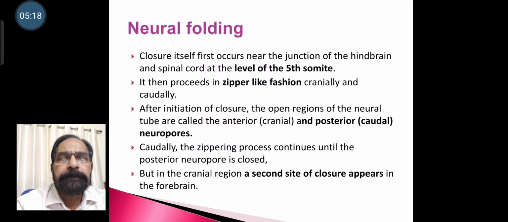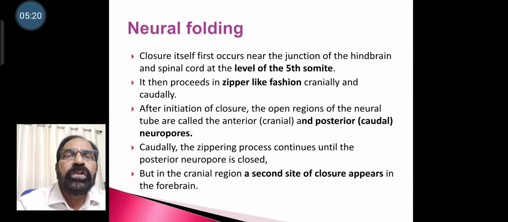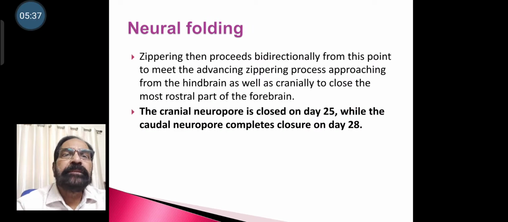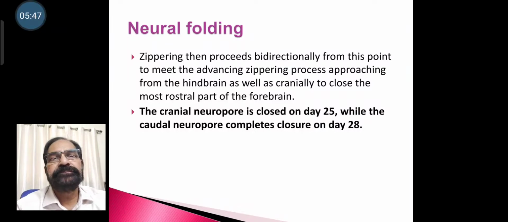After initiation of closure, open regions of the neural tube are called the anterior and posterior neuropores. Caudally, the zipping process continues until the posterior neuropore is closed. But in the cranial region, a second site of closure appears in the forebrain. Zippering then proceeds bidirectionally from this point to meet the advancing zipper process approaching from the hindbrain, as well as cranially to close the rostral part of the forebrain. The cranial neuropore is closed on the 25th day while the caudal neuropore completes closure on day 28.